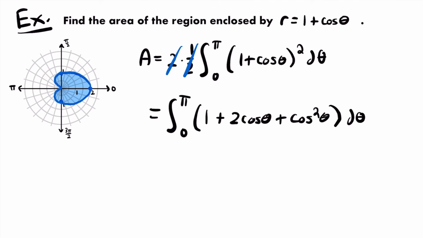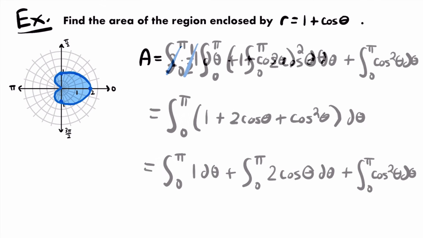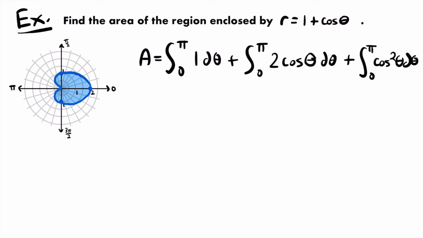So what I'm going to do is split up this integral into 3 integrals, one for each of our terms. So this will be equal to the integral from 0 to pi of 1 d theta plus the integral from 0 to pi of 2 times cosine theta d theta plus the integral from 0 to pi of cosine squared theta d theta. All right, and now we can integrate these 2 terms pretty quickly and then work on integrating cosine squared theta separately.